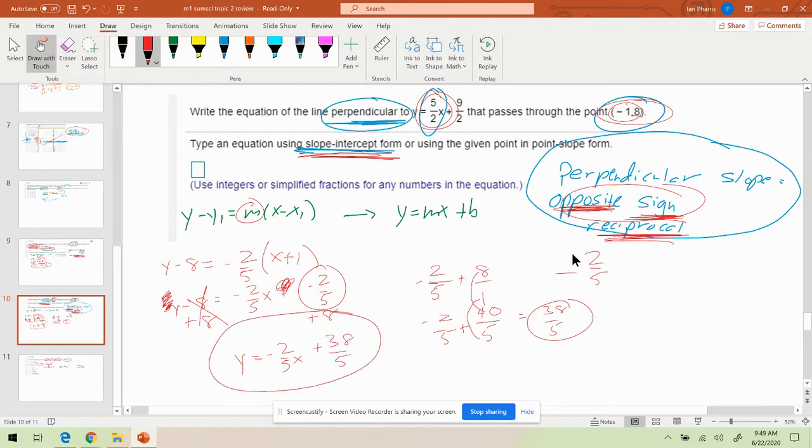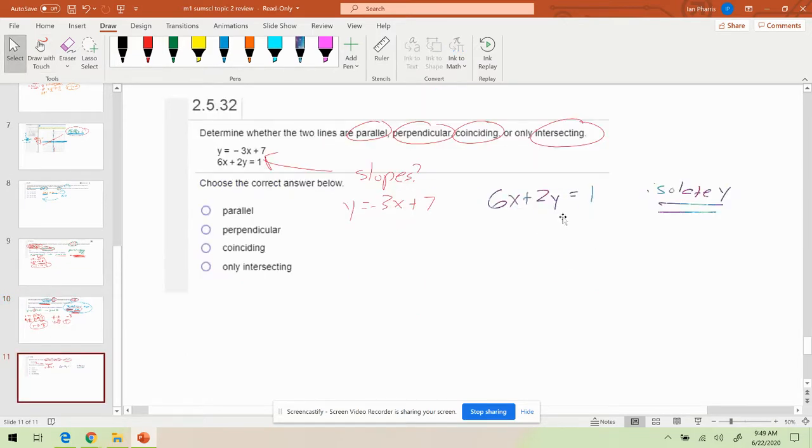Oof, that's ugly. All right, last question. This one is going to be choosing. You're given 2 equations right here. What are their slopes? And then choose which one of these things actually makes sense. Are they perpendicular, parallel, or just coinciding or intersecting? So what is the slope of the line? That's how you're going to figure it out.